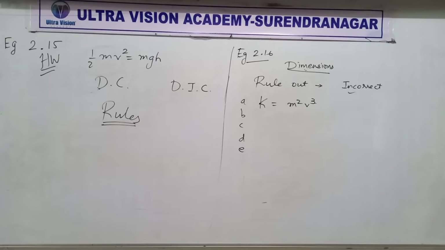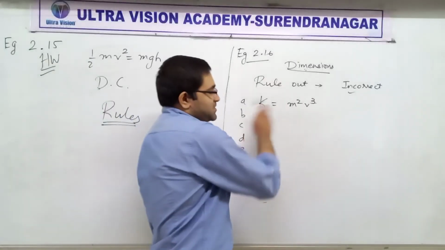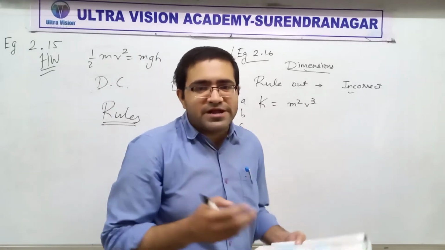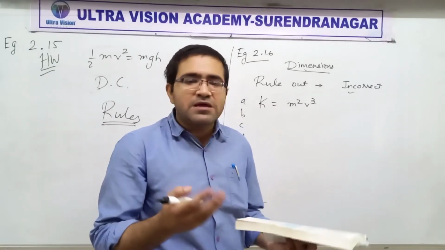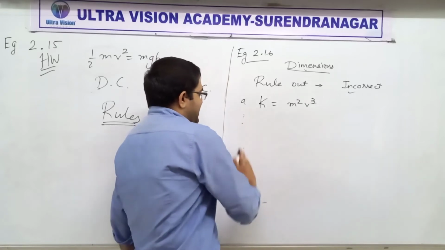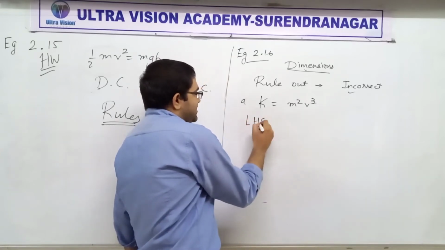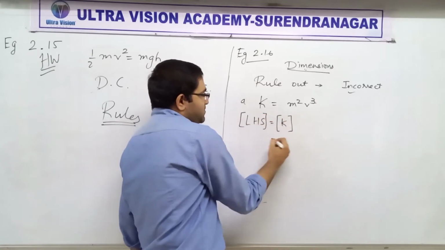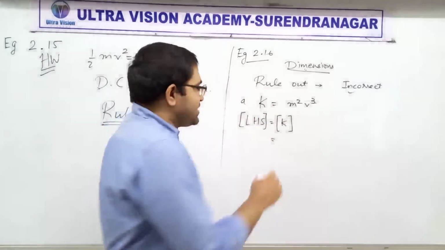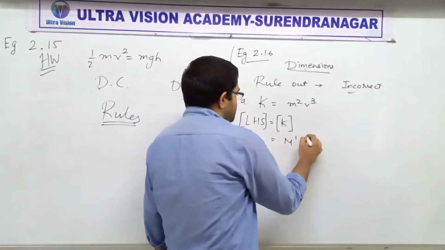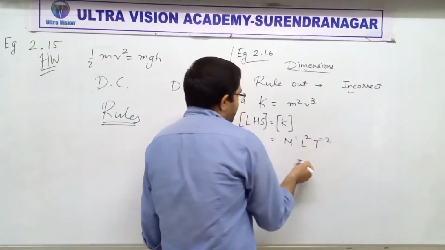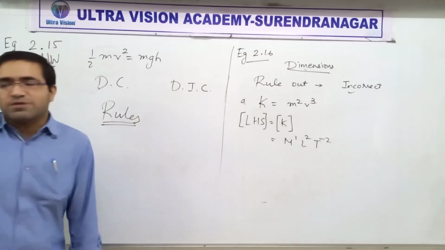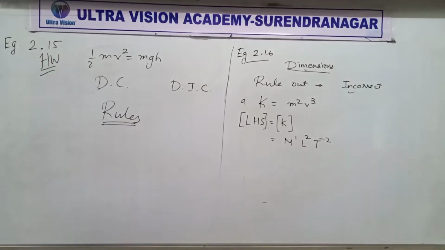Now we will talk about LHS and RHS. Whenever two things are equal, their dimensions also must be equal. So let's look at LHS, kinetic energy. What are the dimensions of kinetic energy? That's same as energy: M raised to 1, L raised to 2, T raised to minus 2. I hope that is clear to all of you.